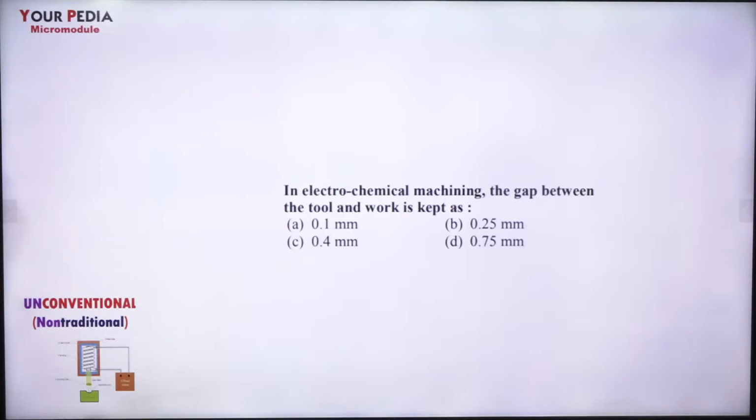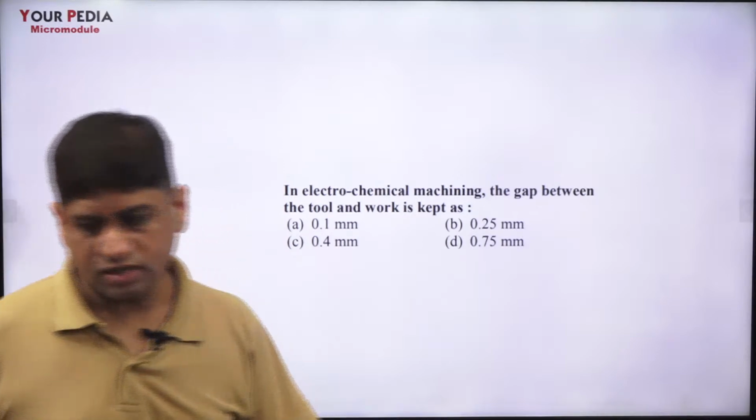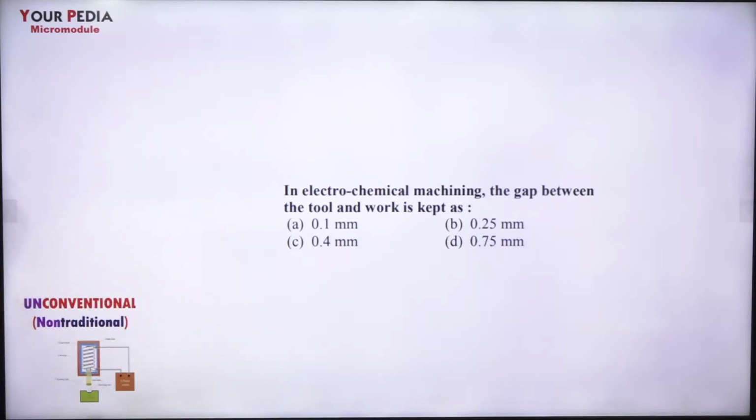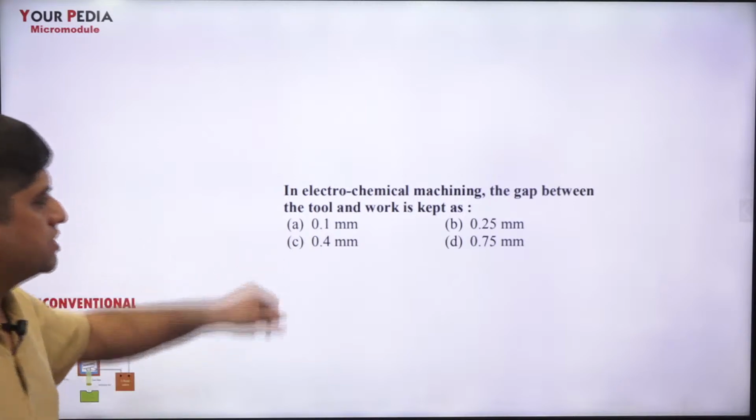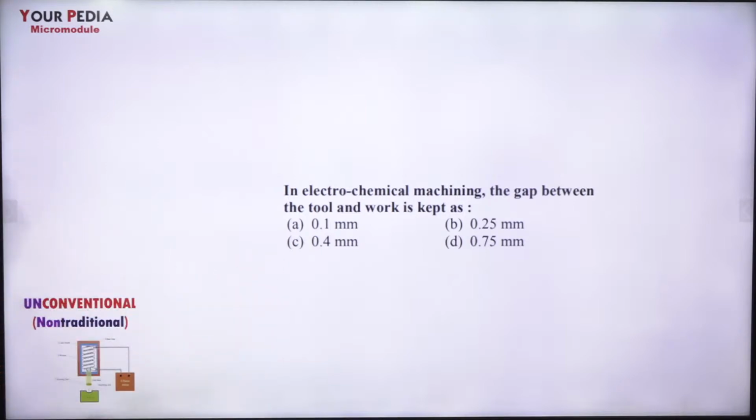Next question. In electrochemical machining, the gap between tool and workpiece. Now gap is also an important parameter. So what is the gap between tool and workpiece in electrochemical machining? Any guess? Remember these values also. You never know what question is going to be asked.